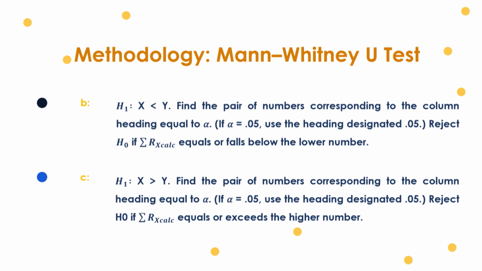Reject H naught if the calculated summation value is equal to or falls below the lower number. Then the opposite: we have to check whether it is at or above the higher number. We are checking for the right tail. The previous one is the left tail.